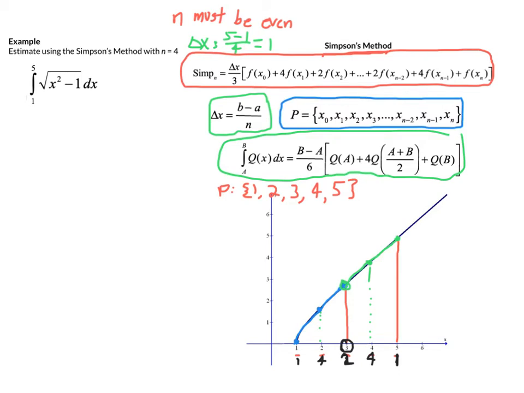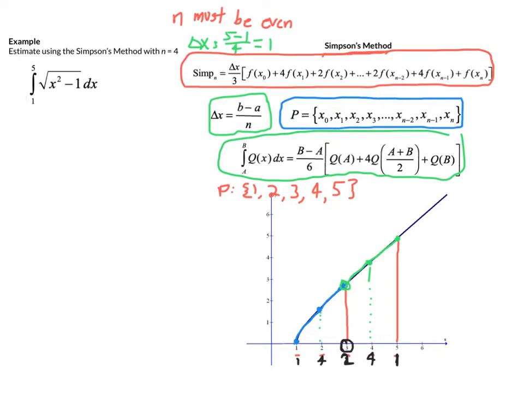So it's delta x over 3, and then we have this signature pattern of the coefficients on our partition points: 1, 4, 2, 4, 2, 4, 2, 4, and then 1. And by the fact that n must be even, the last interior partition point will always be a weight factor of 4. So that's Simpson's method. That's the survival part of it.